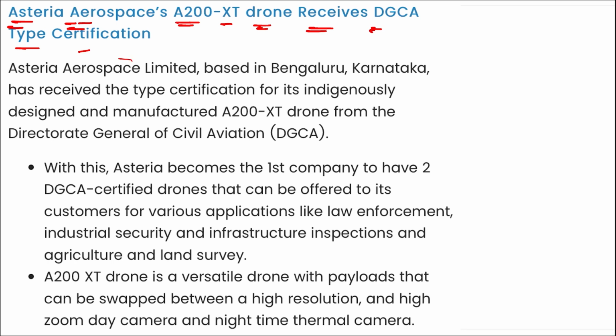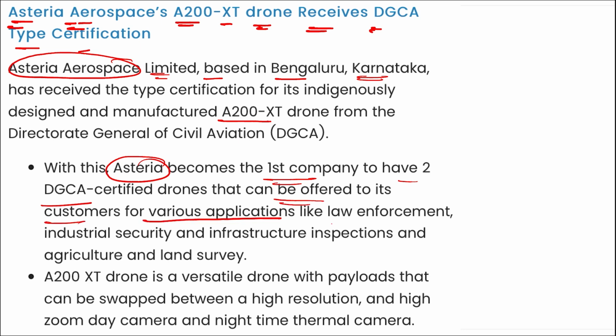All right, so Asteria Aerospace Limited, this is the name of the company that is based in Bangalore, Karnataka, has received the type certification for their indigenously developed and manufactured A200XT drone from DGCA. With this, Asteria became the first company to have two DGCA certified drones that can be offered to the customers for various applications like law enforcement, industrial security, infrastructure inspections, and agriculture and land survey.